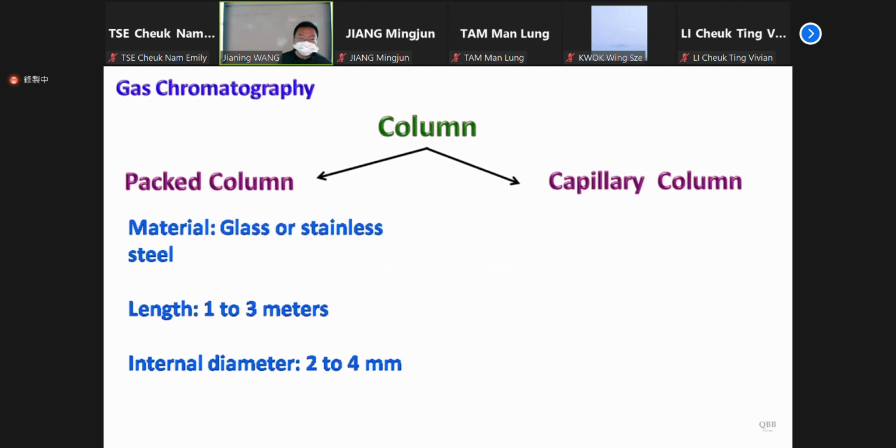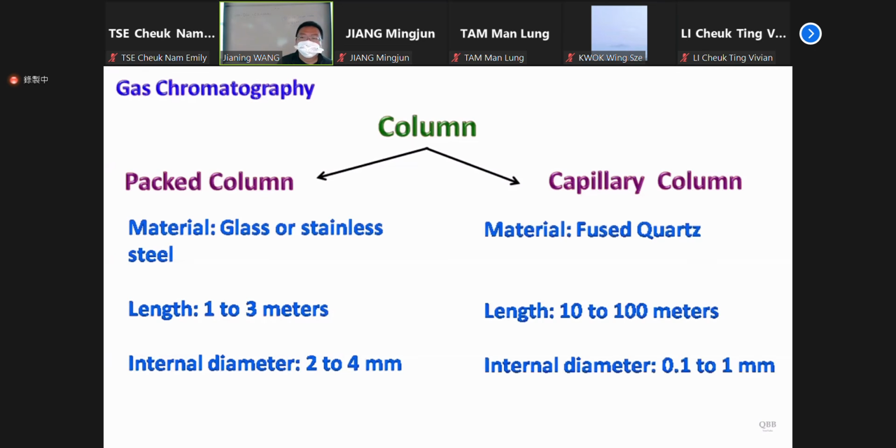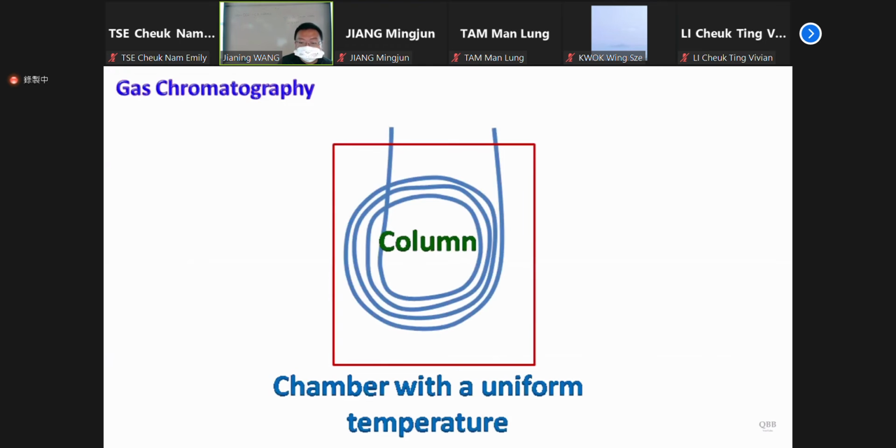Packed column. A packed column can be made up of glass or stainless steel. The length of this column can vary from 1 to 3 meters and has an internal diameter of 2 to 4 millimeters. The capillary column. The capillary column is made up of fused quartz. These columns are very long and have a length from 10 to 100 meters and an internal diameter of 0.1 to 1 millimeter. The column is placed in a chamber so that a uniform temperature can be maintained.